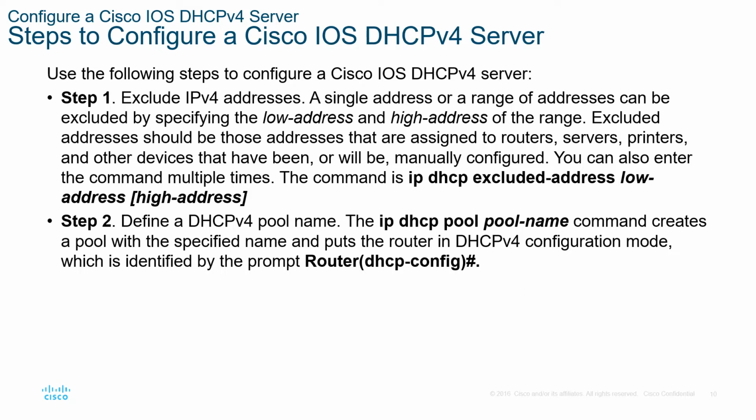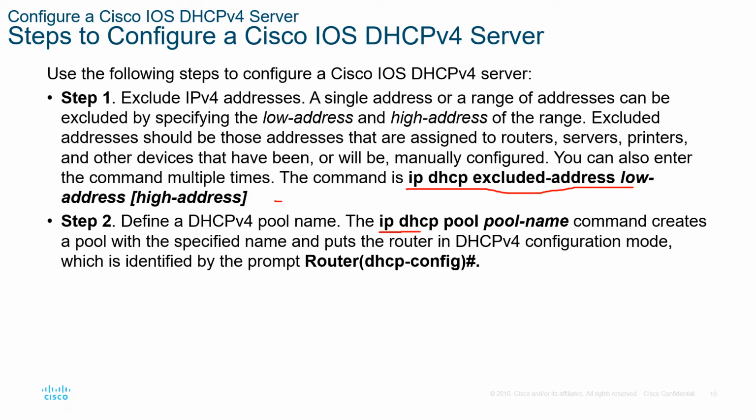Say, for example, you want to exclude the first 10 IP addresses, meaning you exclude 192.168.10.1 up to 10.10. So when the DHCP server assigns an IP address, it starts with 11. To exclude a range of IPs, we type this command: ip dhcp excluded-address, the first IP and then the last IP. That's how you do it.